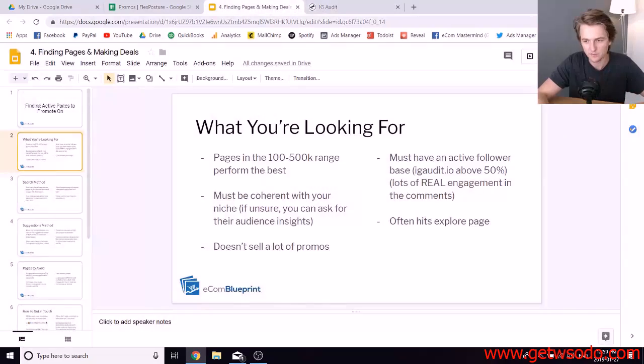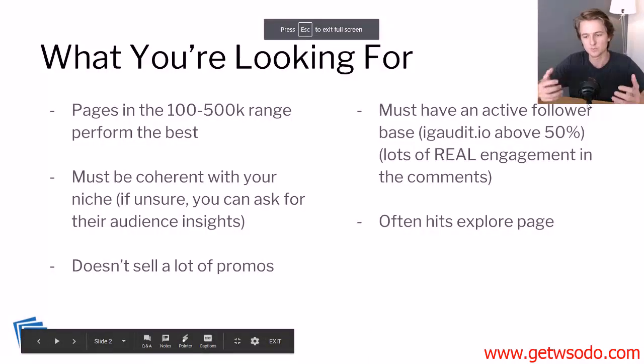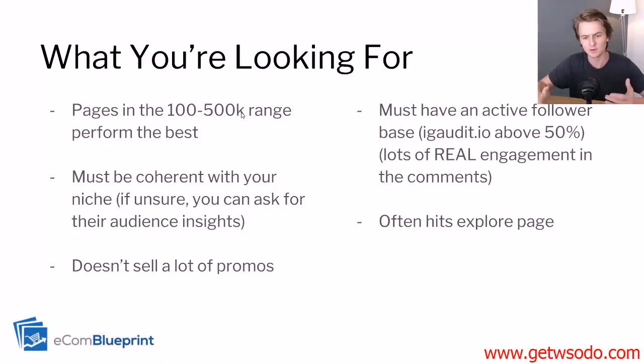So one thing that I look for is an estimate of real followers above 50%, especially for those really big pages. And if I'm going to the 100 to 500K range, I would typically want something above 70% or 80% real followers. The higher amount of followers you go, the less likely they're going to have a rating of 80%. So that's why I lowered it to 50%. But obviously, the better the IG audit, the better the follower base.